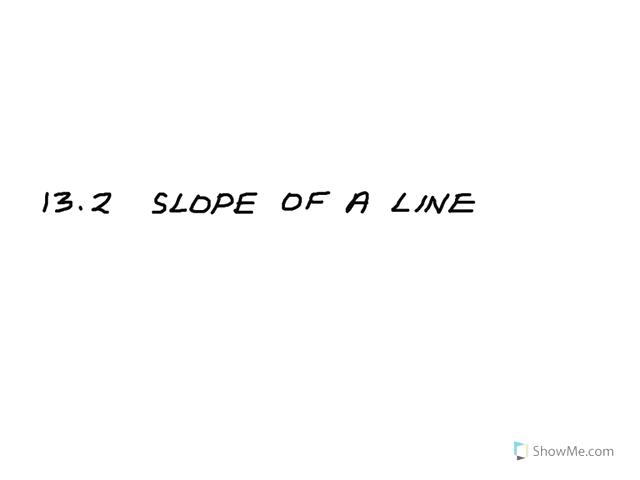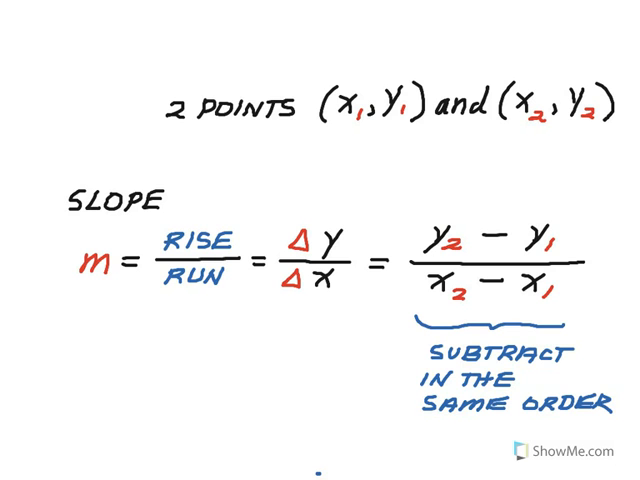Lesson 13.2 is about the slope of a line. The formula for slope is the vertical change in a line between 2 points over the horizontal change in the line between 2 points. So if we take two ordered pairs, x sub 1, y sub 1, and x sub 2, y sub 2, it's the change in y over the change in x.